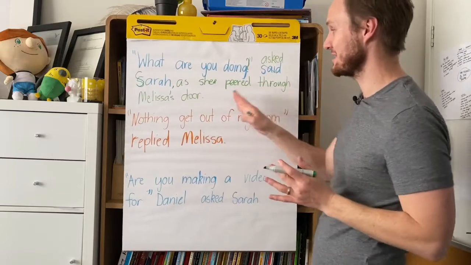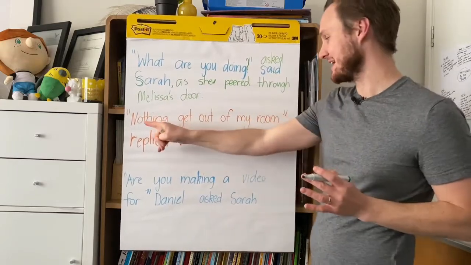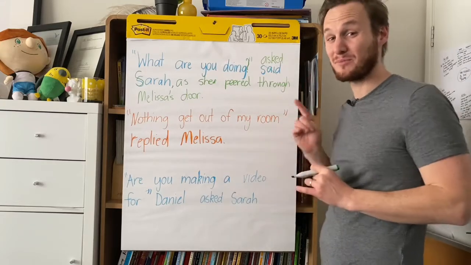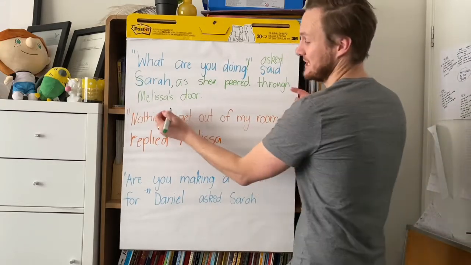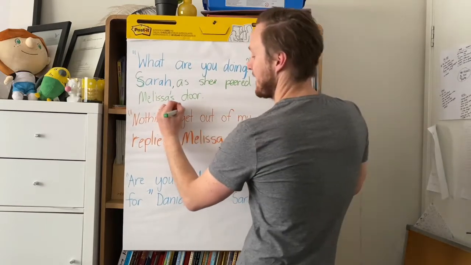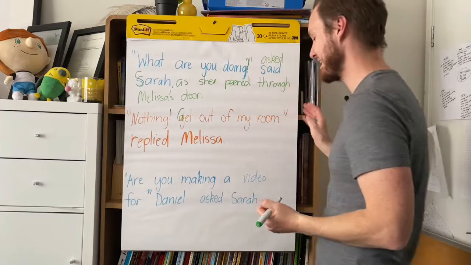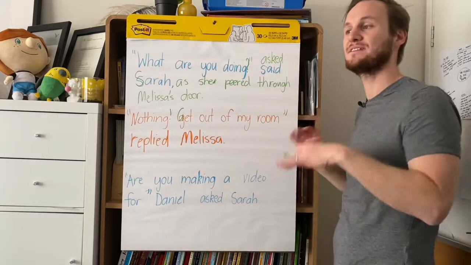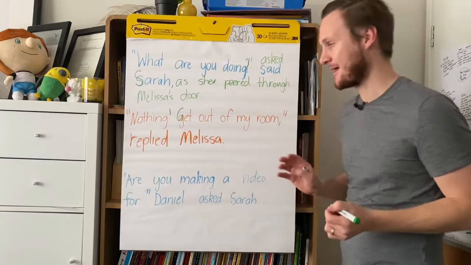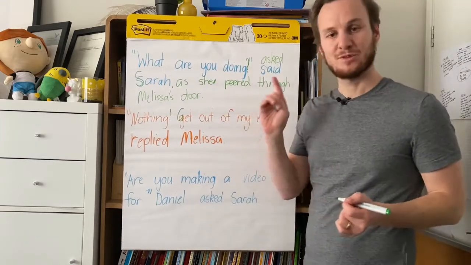So that punctuation now is perfect. "Nothing. Get out of my room," replied Melissa. Now I reckon her sister's probably pretty angry. So I'm going to put in here "Nothing!" full stop, exclamation mark. And then it's going to be capital G, "Get out of my room." If you don't think the second one should be an exclamation mark, you could put a comma there. "Nothing. Get out of my room," replied Melissa.